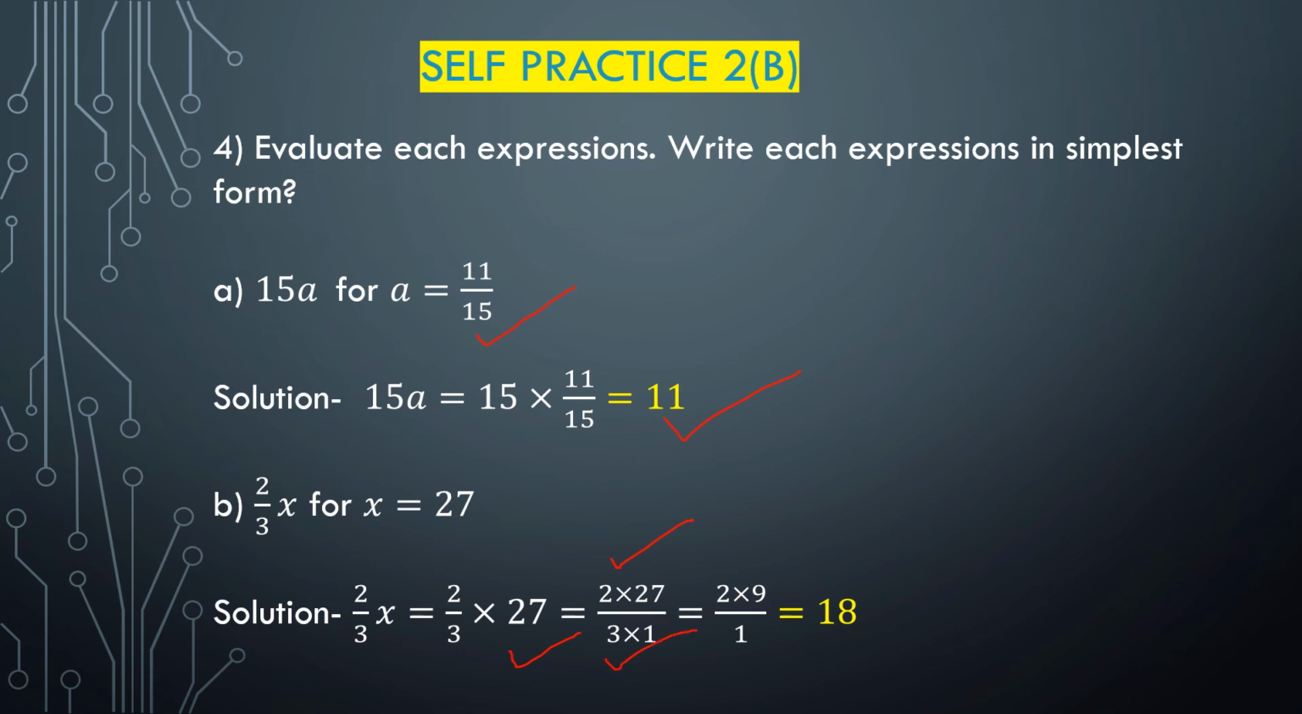We can cancel 3 with 27. 3 multiplied with 9 is 27. Now we get 2 multiplied with 9 divided by 1. 2 multiplied with 9 is 18. 18 divided by 1 is 18.